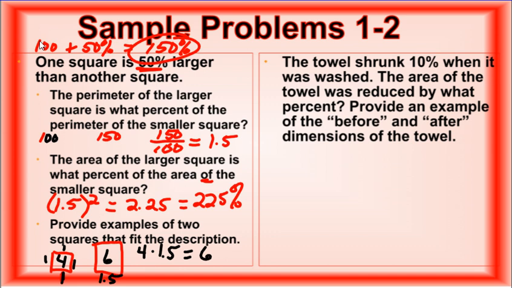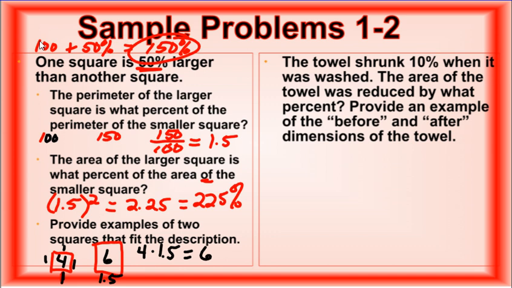And then if we did the area, 1 times 1 is 1. 1.5 times 1.5 is 2.25. So you can see the area 1 to 2.25, or 100% to 225%. Next problem, problem 2. The towel shrunk 10% when it was washed. The area of the towel was reduced by what percent? Provide an example of the before and after dimensions of the towel.